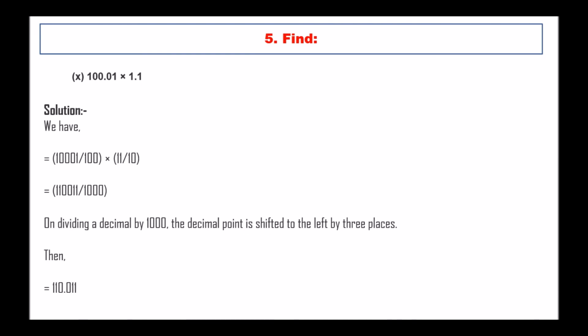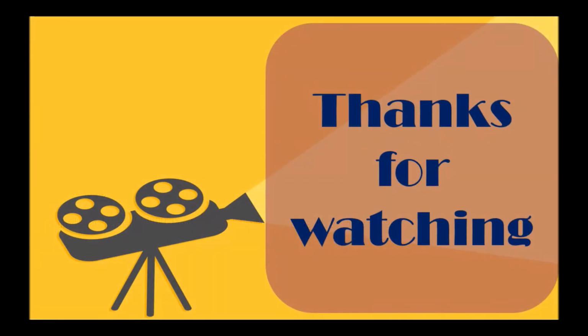100.01 into 1.1. If we remove the decimal from 100.01, it will become 10,001 upon 100, and 1.1 will become 11 upon 10. If we multiply the numerators, we will get 110,011 upon 1000. And so the answer will be 110.011. So this was exercise 2.6 of chapter 2, fractions and decimals of class 7.